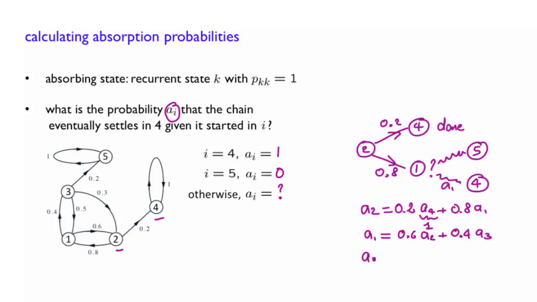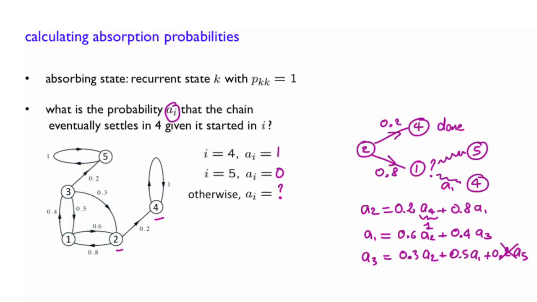If initially you start with A3, what can happen next? Again, with probability 0.3, you will end up in state 2, and there A of 2 is the probability of interest. Or with a probability 0.5, you go to state 1, and in that case you get A of 1. And finally, with a probability 0.2, you get trapped in 5. You can write it if you want, but we know that A of 5 is 0, so this term will disappear.